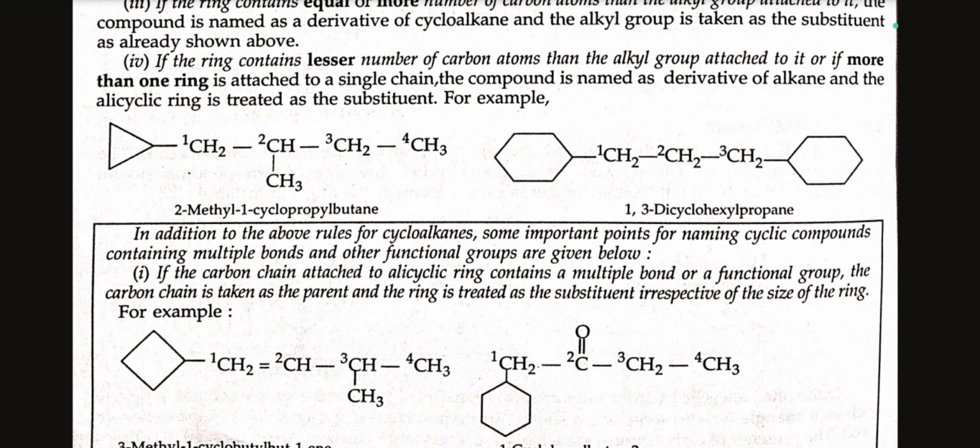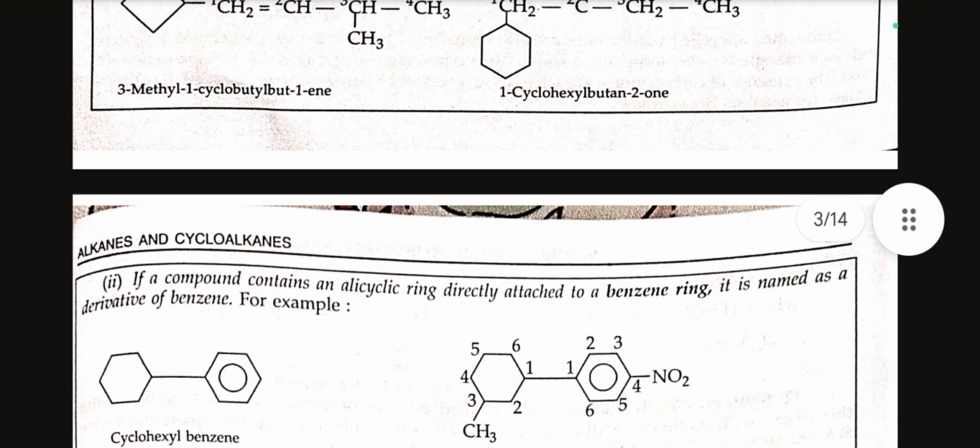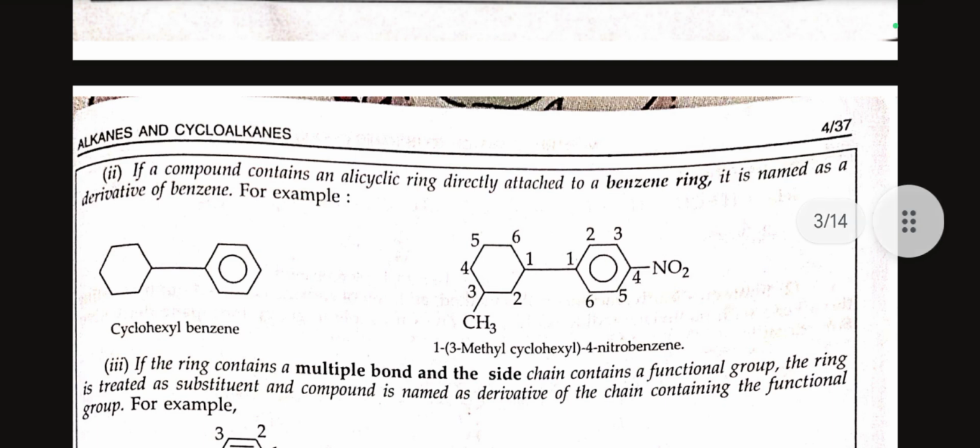In addition to the above rules for cycloalkanes, some important points for naming cyclic compounds containing multiple bonds and other functional groups are: if the carbon chain attached to the alicyclic ring contains a multiple bond or a functional group, the carbon chain is taken as the parent and the ring is treated as a substituent irrespective of the size of the ring. For example, 3-methyl-1-cyclobutylbut-1-ene, 1-cyclohexylbutan-2-one.